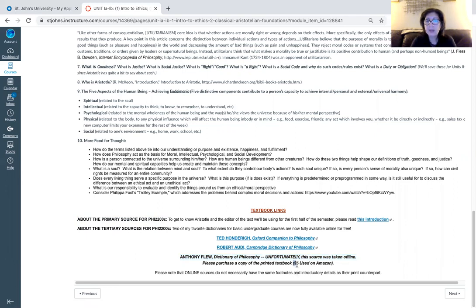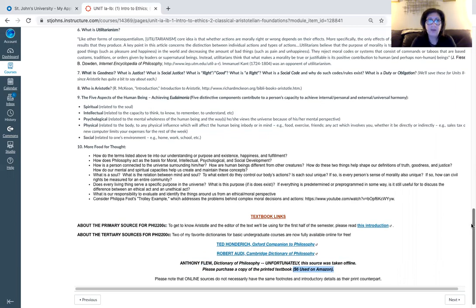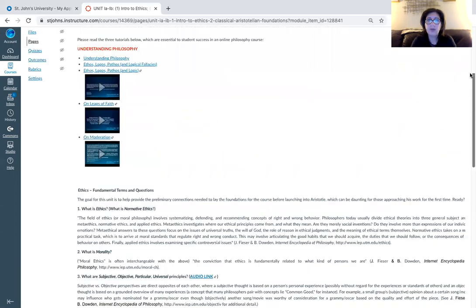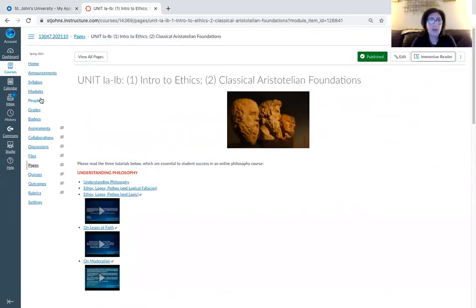However, on Amazon, it's available for $6 used. So if you want to purchase it through Amazon instead of the bookstore, save yourself, I think it's about a $3 difference between the bookstore and Amazon. Go ahead and do that. I'm not making people purchase the rest of the books because I think they're available online in a reasonable format and we can work with that.